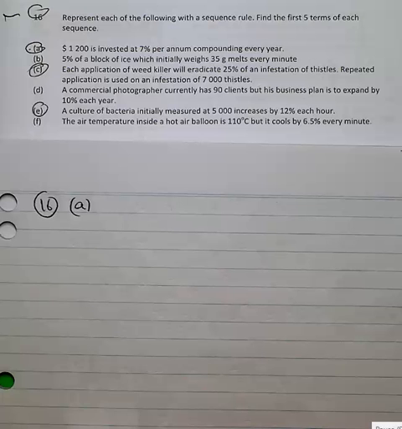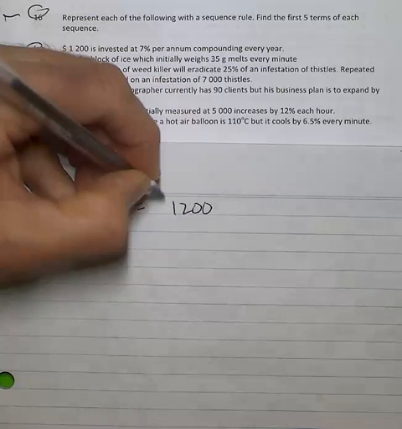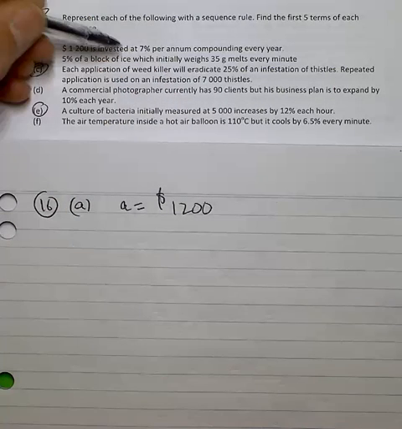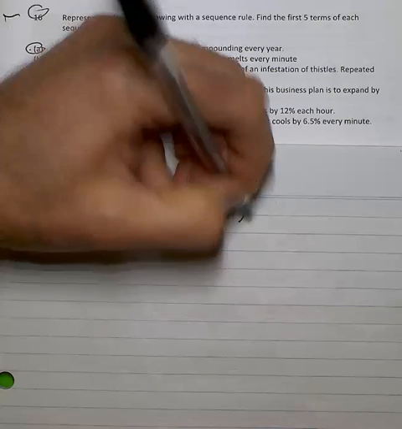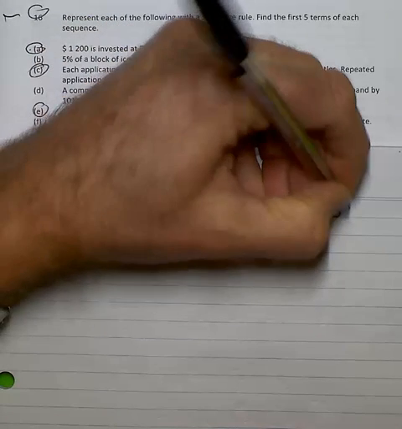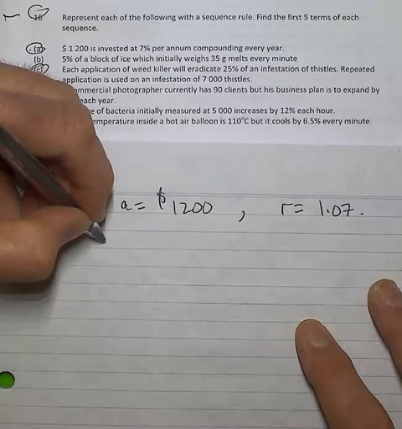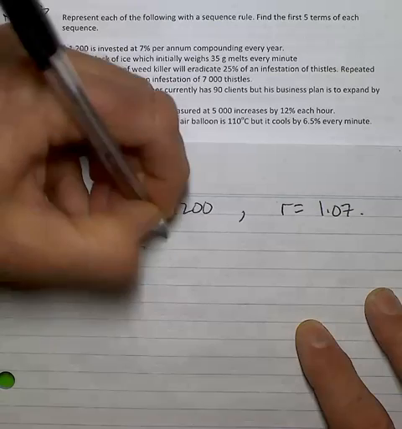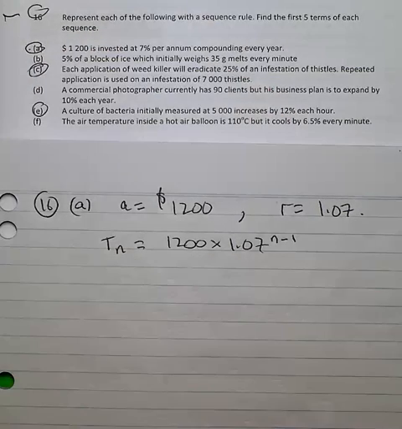In question 16, you're asked to represent each of the following cases of a sequence rule, then find the first 5 terms. Now, in A, you know that A is going to be $1,200. Now, if that's invested at 7% per annum compounding every year, then R is going to be 1.07. Now, when it comes to representing that as an equation, we've got the following. T to the n is 1200 times 1.07 to the n minus 1.